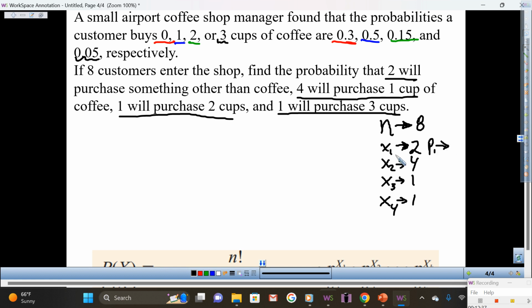Let's read first the first one. It says, find the probability that 2 will purchase something other than coffee. What does that mean, other than coffee? That it's 0. Okay, so which one corresponds to 0? 0.3? Okay, so it's 0.3. That is correct.